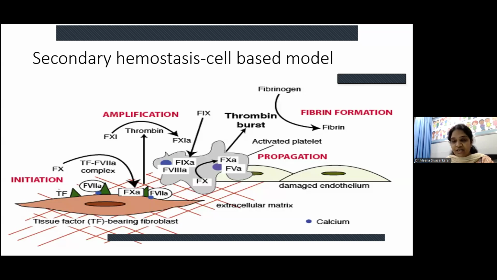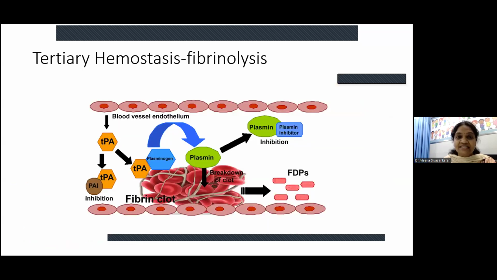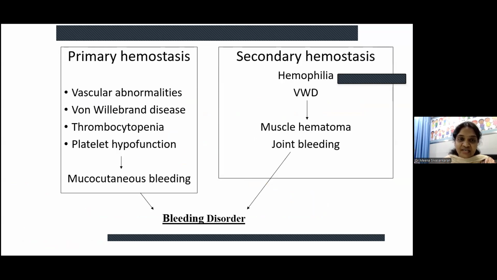Sorry, the next step that happens is fibrinolysis. Fibrinolysis helps in reducing the excess formation of the clot. Once these three steps happen, adequate hemostasis is achieved. If there is a defect in hemostasis, the child can present with excess bleeding or clotting.